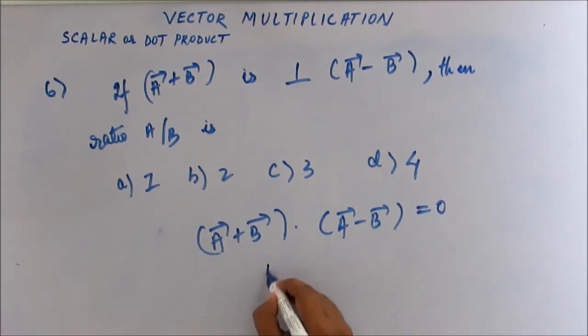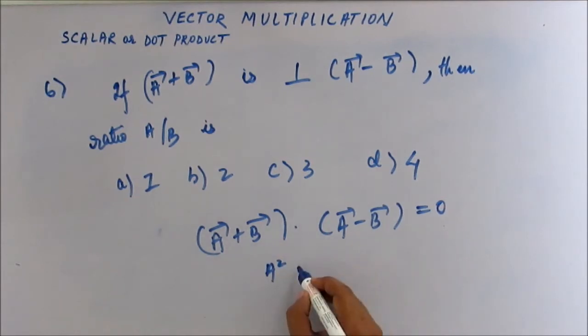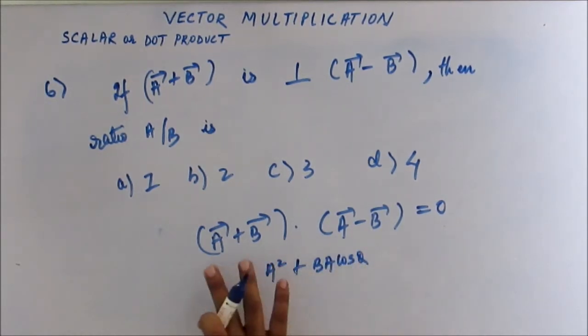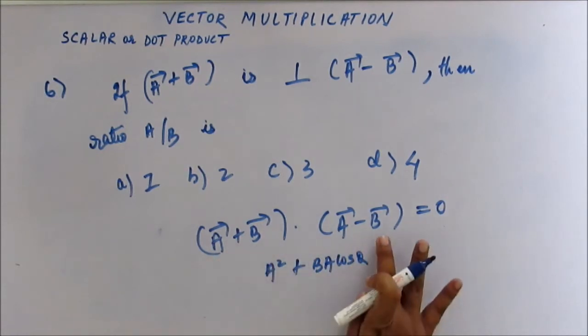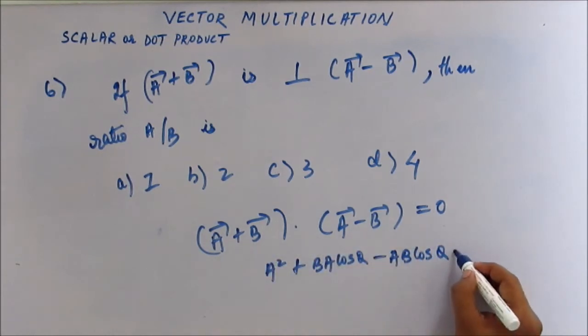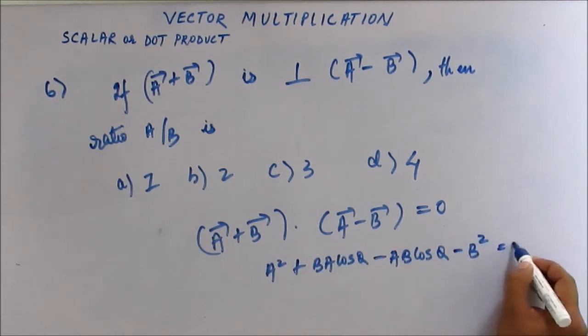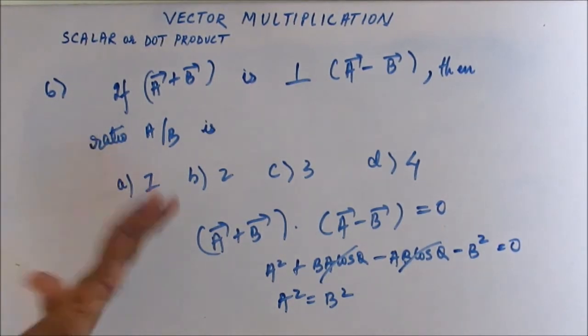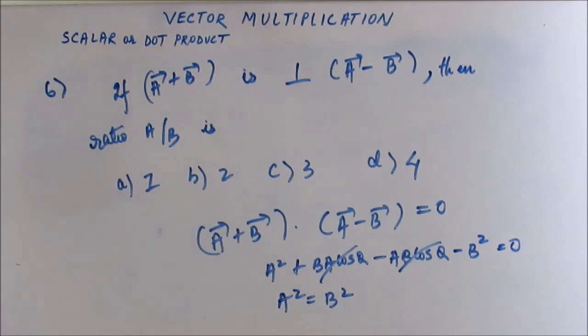A vector dot A vector will be A square. B vector dot A vector will be BA cos theta, and A vector dot B vector would be minus AB cos theta. B vector dot B vector would be B square. Fine. So this gives us A square is equal to B square. Mod of A is equal to mod of B. So they are asking about the ratio of A and B. That would be 1.